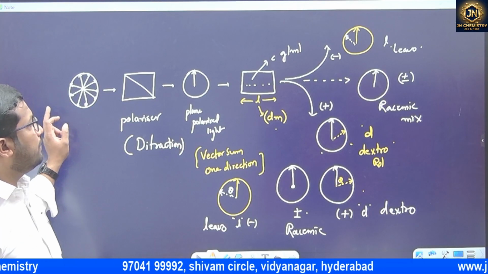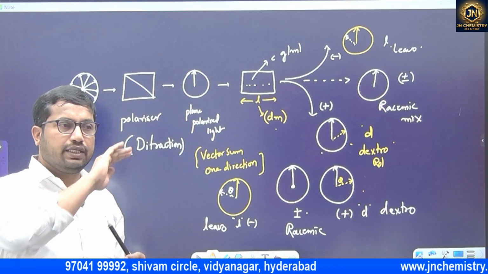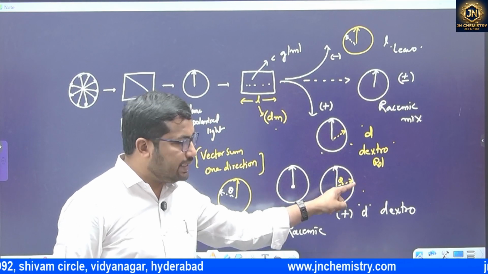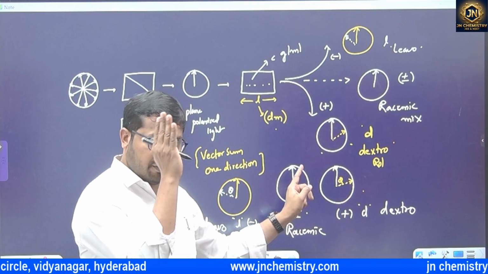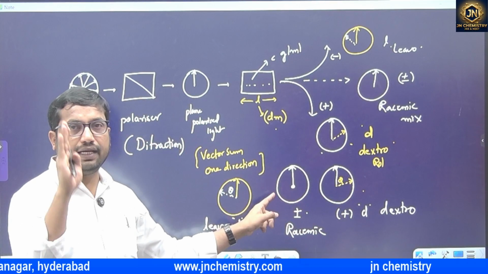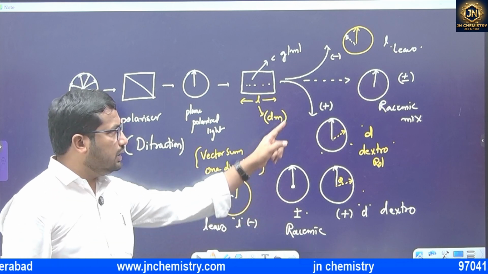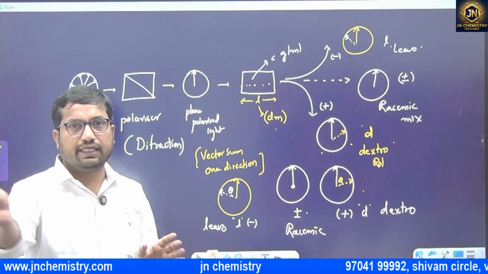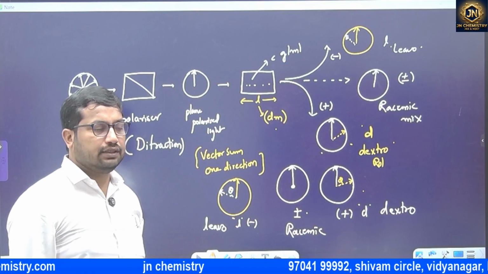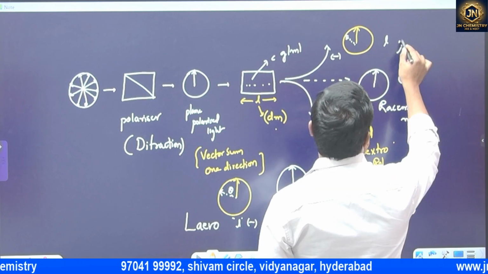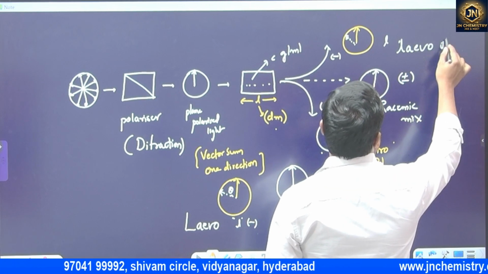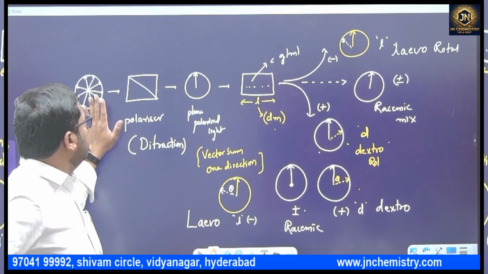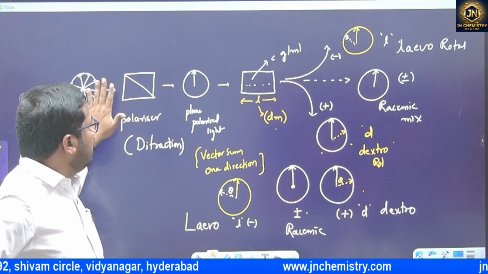So when we are passing the plane polarized light, if it rotates either clockwise or anti-clockwise direction, clockwise direction means this is moving right side direction. Otherwise, if it's not moving in any direction, it's straight only. That is nothing but racemic mixture. If it is moving right, left side, clockwise or anti-clockwise, or going straight, LEVO rotatory.